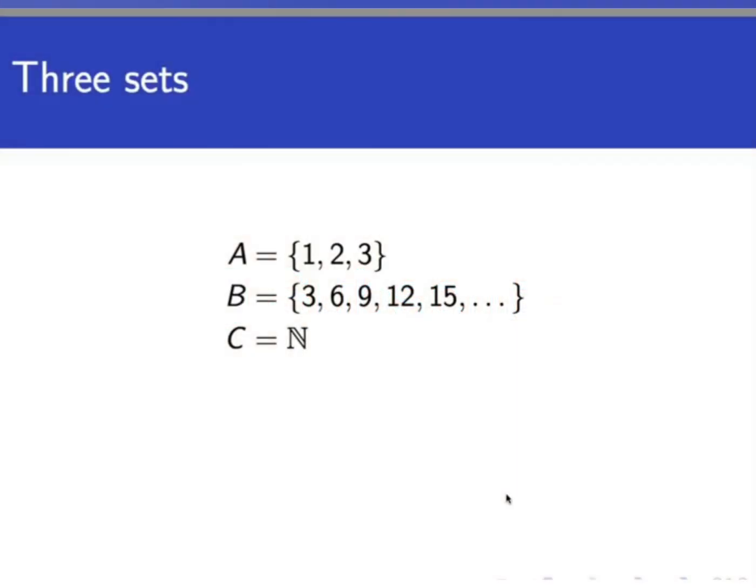Let's take a look at these three sets here. A consists of the numbers 1, 2, and 3. B consists of the numbers 3, 6, 9, 12, 15, and so on. So other things that are in this set would include 18 and 21 and 24, all the positive integer multiples of 3. And then C is just the set of all natural numbers, and remember that means the set of all positive integers.